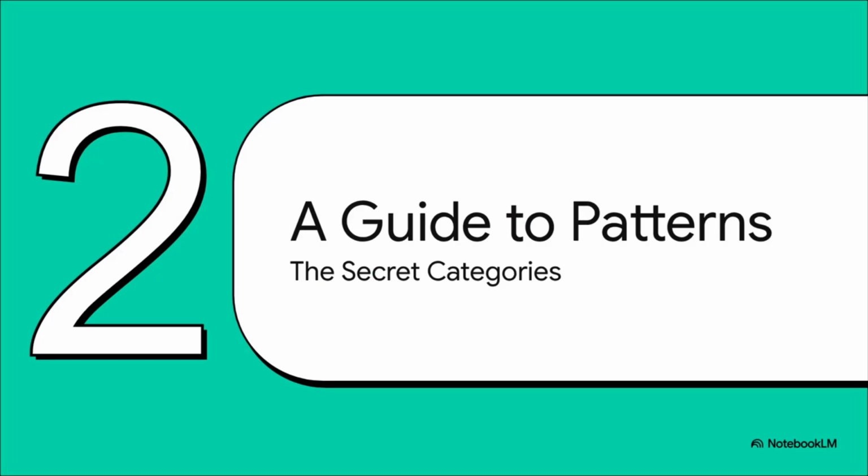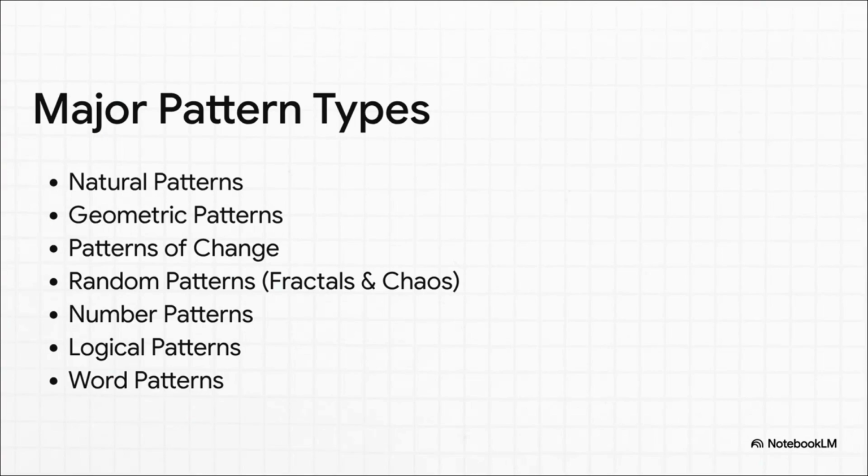But just saying, hey, that's a pattern, is really just the first step. To really get what's going on, we need to organize them a bit. So let's crack open a guide to the secret categories of patterns. And it turns out there are tons of different kinds. We've been looking at natural ones, obviously. But think about the geometric patterns in buildings. Or patterns of change, like how we get winter, spring, summer, and fall.